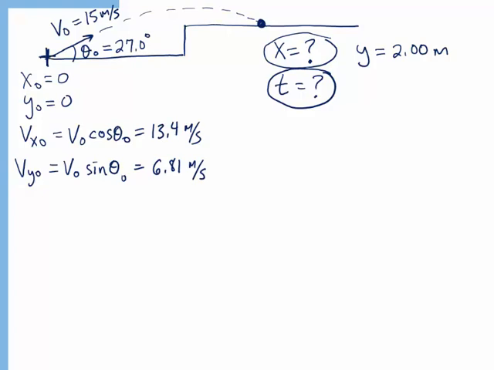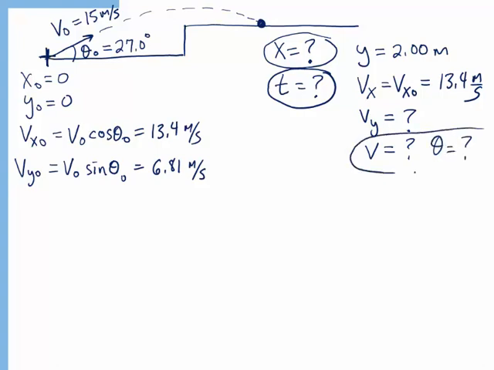Okay, what else do we know or need to know? Well, we know that the final x component of the velocity is always equal to the initial component. So notice we already know that. It's 13.4 meters per second. We don't know Vy. Again, it's not zero. We don't know what it is. And ultimately, we're trying to find the magnitude and the direction of the final velocity. So that's what we're looking for: x, t, v, and theta.